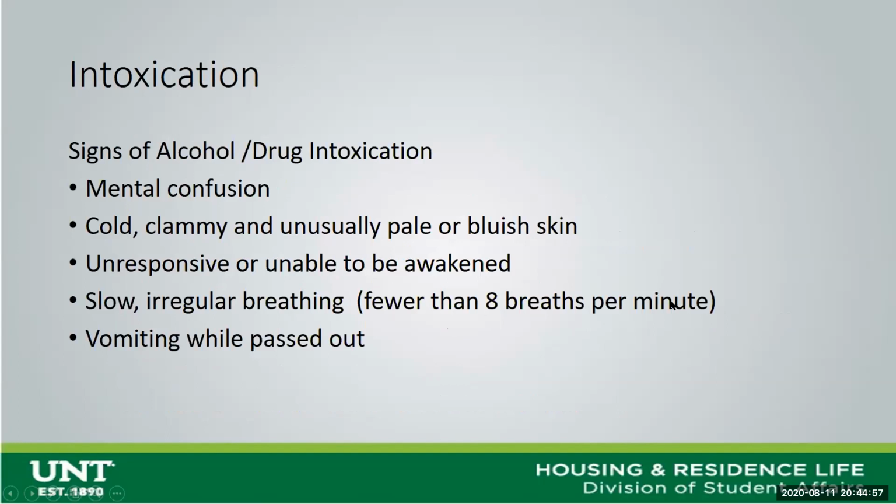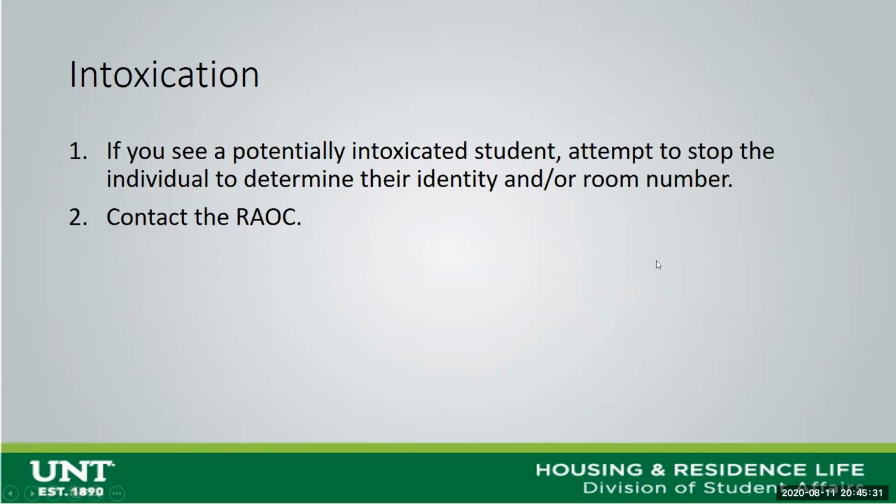So, intoxication. This includes signs of alcohol or drug intoxication, and it gives some overview of what you can do if you see someone who is intoxicated. Signs of intoxication include mental confusion; cold, clammy, and unusually pale or bluish skin; being unresponsive or unable to be awakened; slow, irregular breathing, fewer than 8 breaths per minute; and vomiting while passed out. Now, those last couple are more related to an overdose or alcohol poisoning. So here's what we would do in those cases.